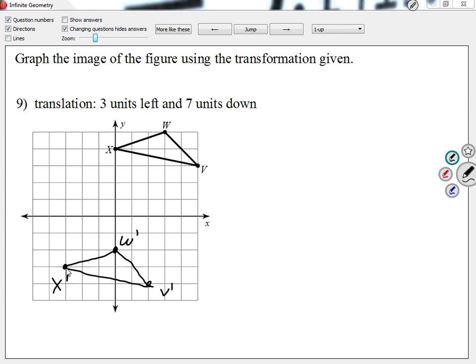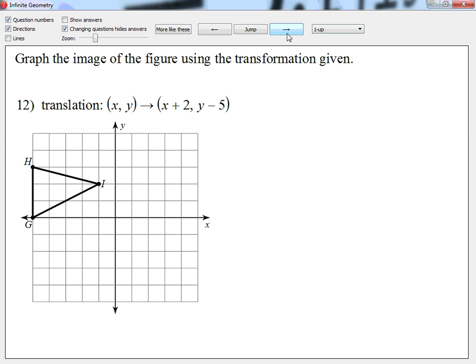So that gives you guys what? 4 questions, up to 12. You notice for 9 and 10, I'm using words, like how many units to the left, how many units down. For 11 and 12, I'm using the notation. So you guys should be good with those as well. Any questions up until number 12?